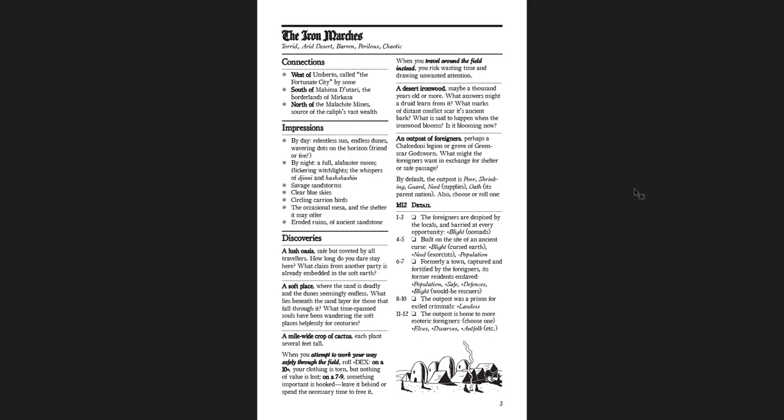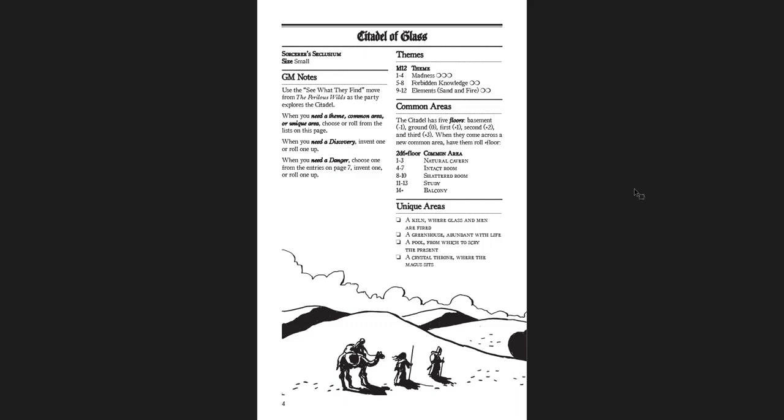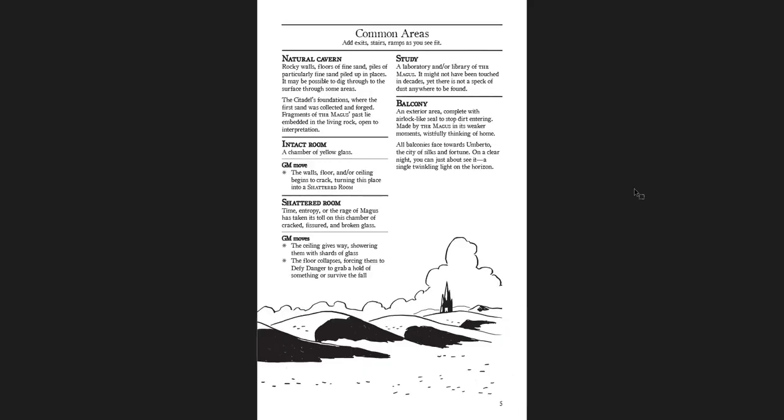So the Iron Marches, which is the location, and then it has some connections to other locations, which are vaguely hinted at. And then you have impressions, discoveries, there's an oasis, and some cool stuff happening at the oasis ahead of the place, and then the Citadel of Glass itself. The themes of it, the common areas of it, and unique areas of it, and how you generate those, and how to roll themes, common areas, unique areas, when you need discoveries, and when you need dangers.